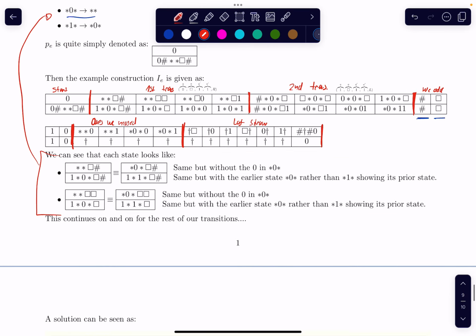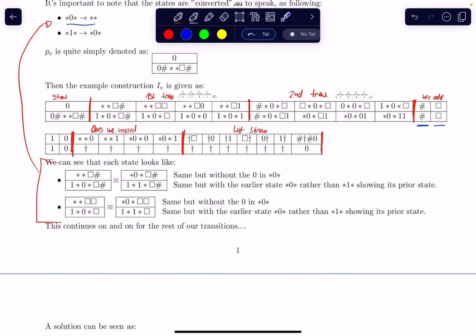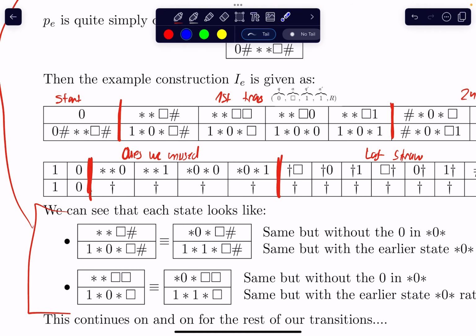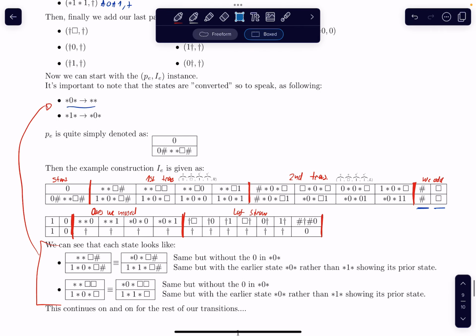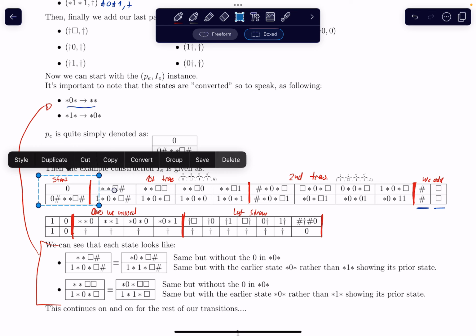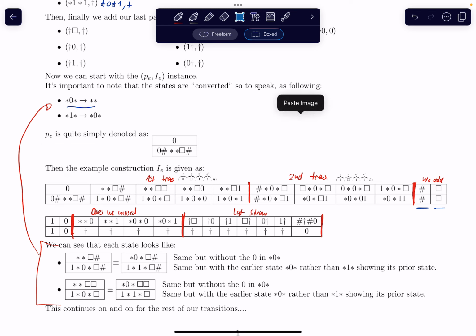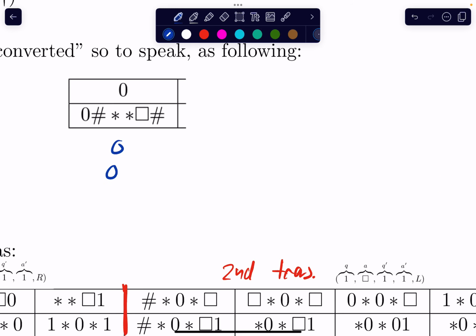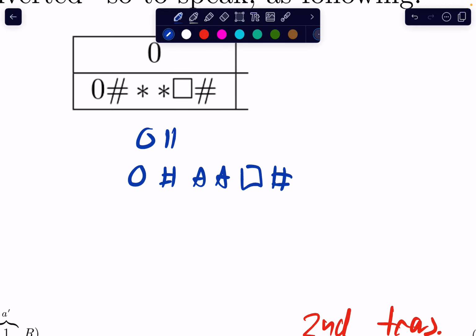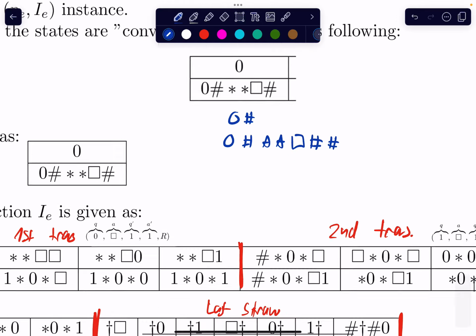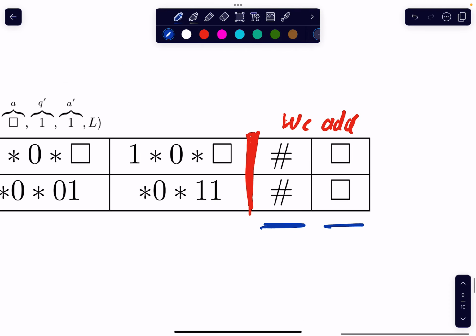And the solution basically is, well, normally speaking, what we do is we take one of these. We take this one, and let me just show you real quick what I mean with taking. So if we take this one, I'm going to have 0, 0 hashtag star star box hashtag. We want to add something so they're the same, so we add hashtag hashtag. In this case, we added this element over here.